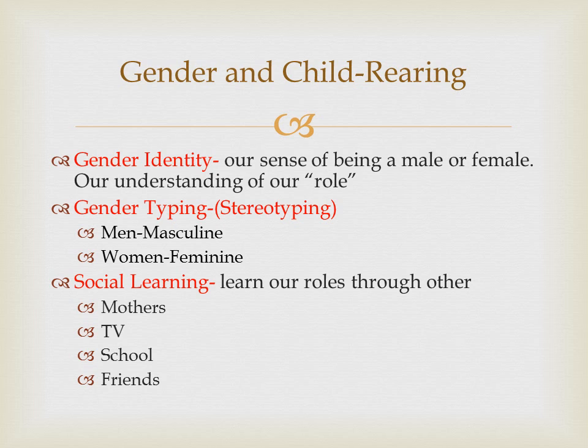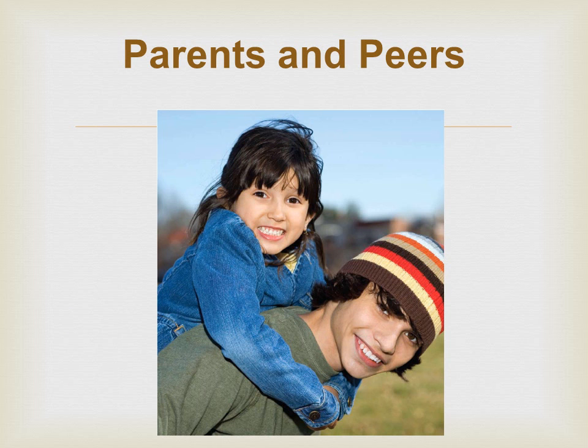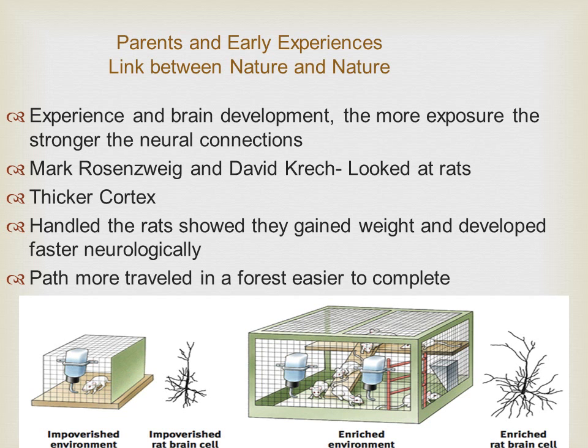I'm happy to say the gender roles are beginning to change with movies like Brave, okay, where they're putting girls in positions to make changes. But I think that this is going to take a long time to overcome. Okay, parents and peers is another section of the text that influences our social development. And again, we're going to resort back to nurture and nature. So, parents in your early experience, there is a link between nurture and nature.